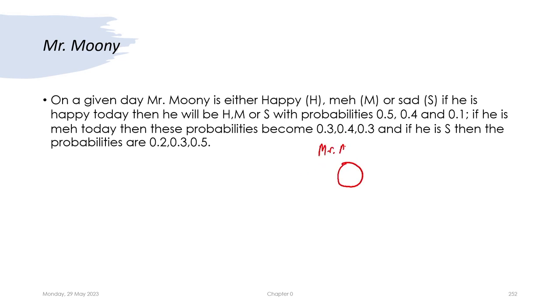Mr. Mooney's mood can exist in three states: happy, meh, and sad. So, there are three possible states, which is clear: Mr. Mooney is either happy, meh, or sad. So, if he is happy today, then he will be happy, meh, or sad with probability 0.5, 0.4, and 0.1 on the next day. I should add a tomorrow here.